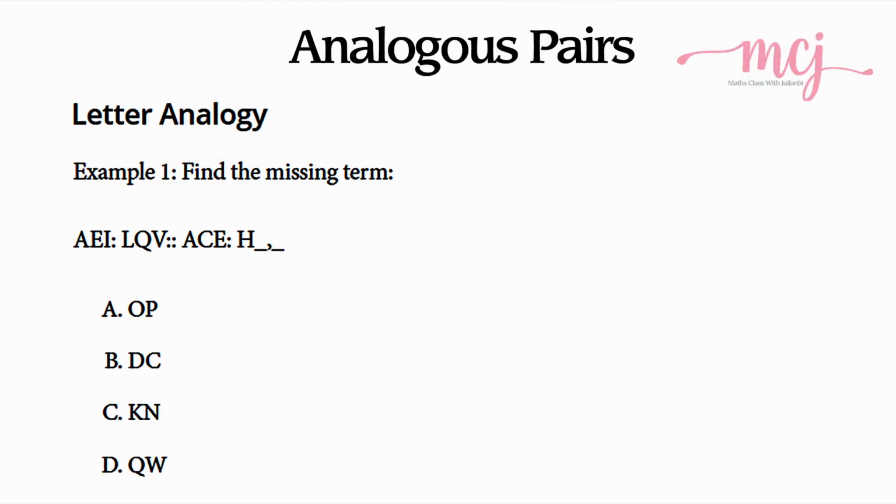Next, letter analogy. Here we have an example for letter analogy. Find the missing term. Here he gave some group of letters: A, E, I, L, Q, V, A, C, E, H, dash, dash. Here we have some options. Let's find out the answer.